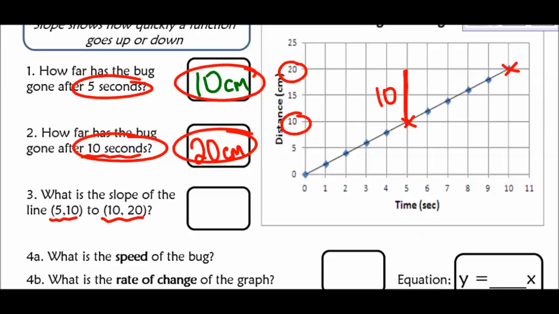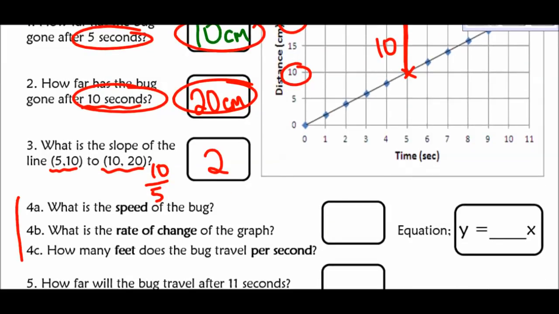That's the distance it's traveling, 10 centimeters. The run, this is just counting out 1 second, is 1, 2, 3, 4, 5. The rise over run is 10 over 5. That's the same thing as just 2. You could write that as a fraction if you wanted, 2 over 1, 10 over 5. Those all work. You really want to simplify it as much as possible.